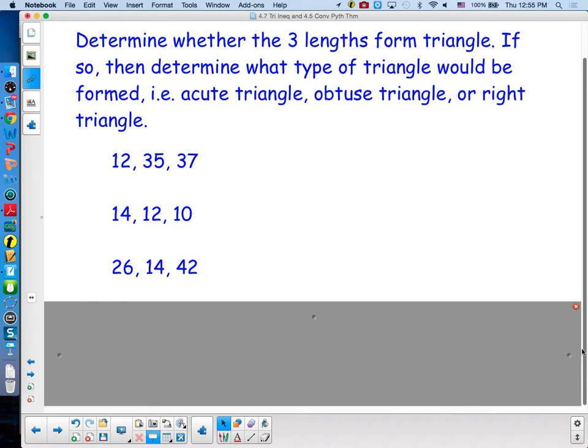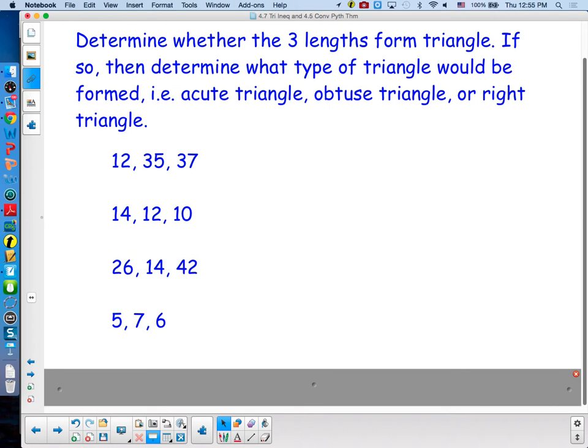So to decide if it's making a triangle, you are adding 26 and 14, making sure that it's more than 42, but it's not. It's only 40. So no triangle on that one. How about 5, 7, and 6? Will that make a triangle? And then if so, what type of triangle?